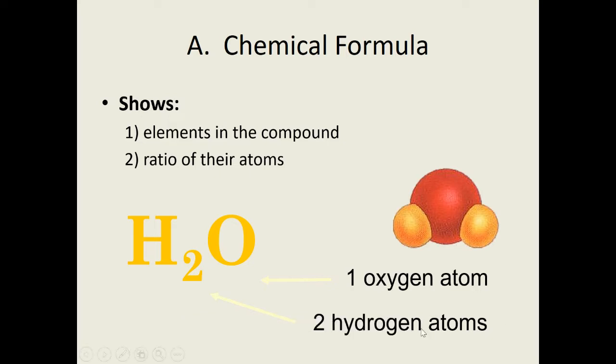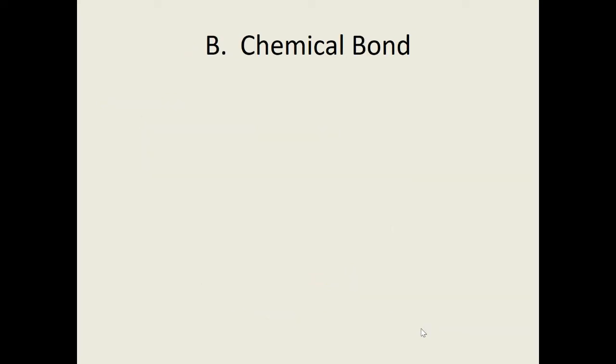As a quick reminder, when we write a chemical formula, here's a good example with water, it tells us two pieces of information. The elements that are in the compound, so water is going to contain oxygen and hydrogen, and we also can establish that it's two hydrogen to one oxygen in a ratio, which is also important as well.